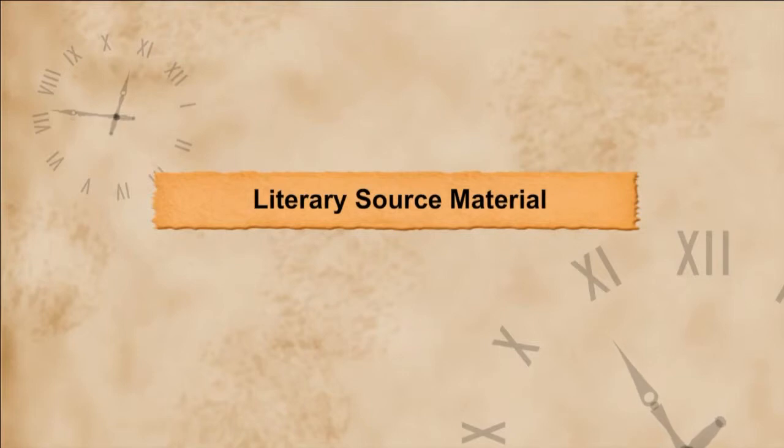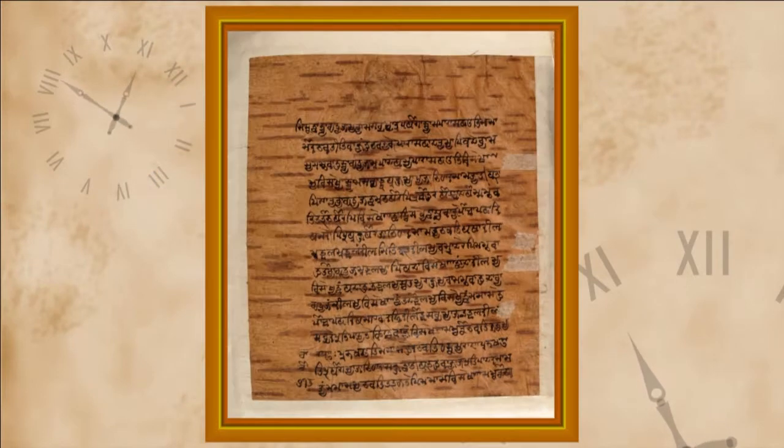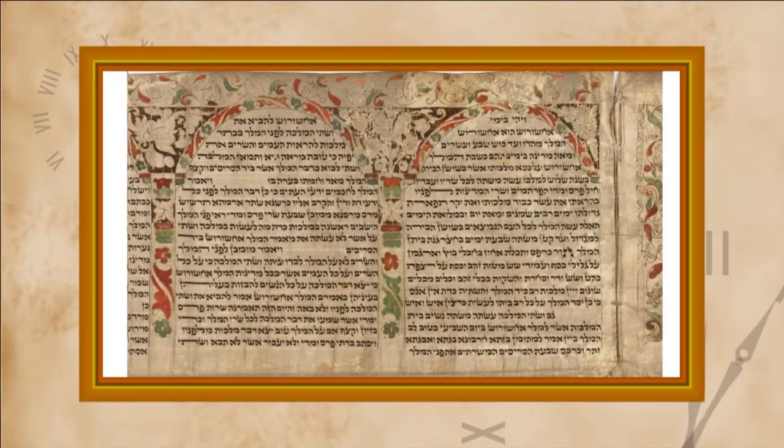Literary source material. Thousands of years ago, when there was no paper to write on, our ancestors wrote on dried bhojpatras, the bark of the trees. As there was no printing press, the accounts were written by hand. These handwritten accounts are called manuscripts. Literary sources include two kinds of literature: religious literature and secular literature.